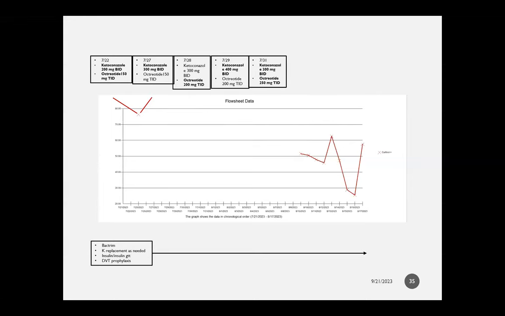We couldn't start that second medication at that point due to other complications that he had developed about 10 days after his presentation. We had to take him off ketoconazole. We kept him on octreotide, and at that point we were thinking whether or not we should start etomidate.